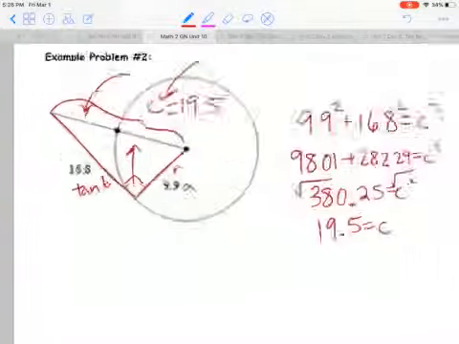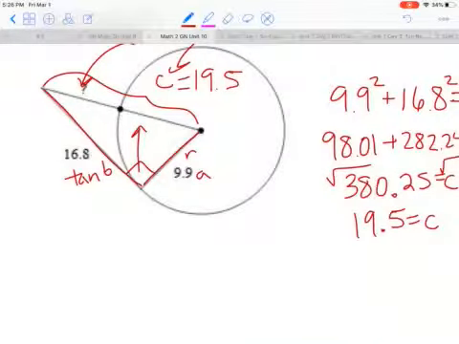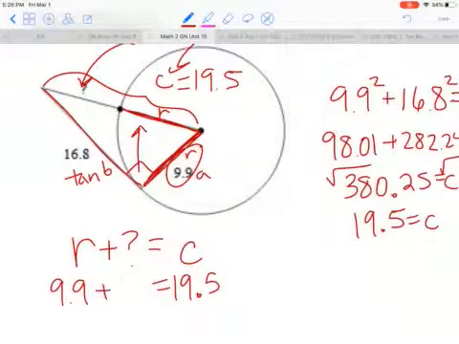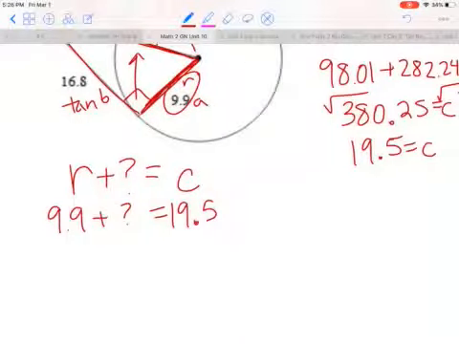Okay, so you might have noticed that this line right here is R. We have another line R right here. And R plus our question mark equals C, or 19.5. And we already have R down as 9.9. So you just subtract it, and our question mark ends up being, let's make sure I got this. Try it in your calculator too. You get 9.6.